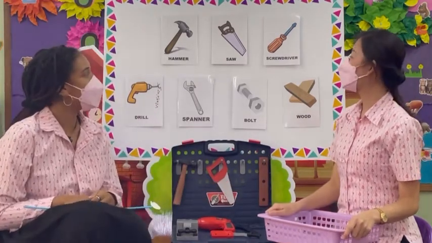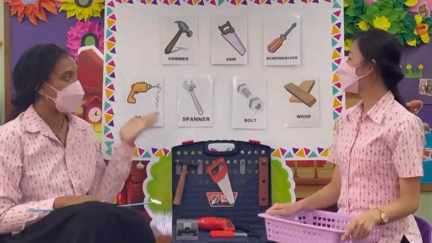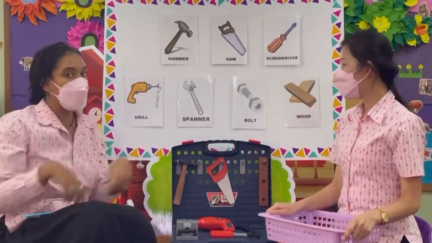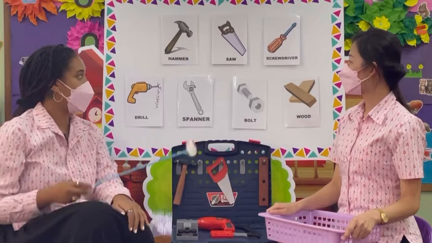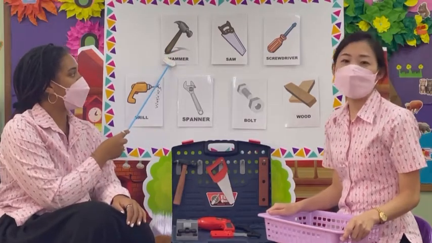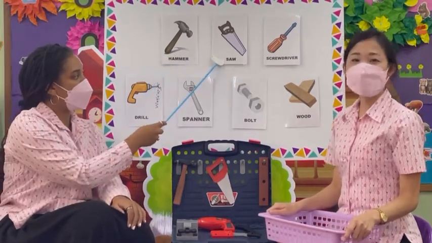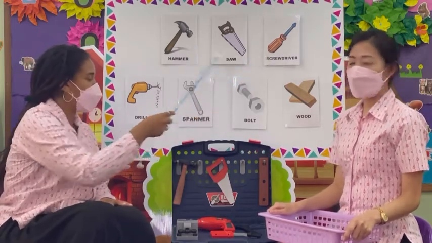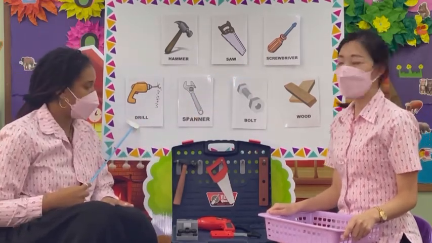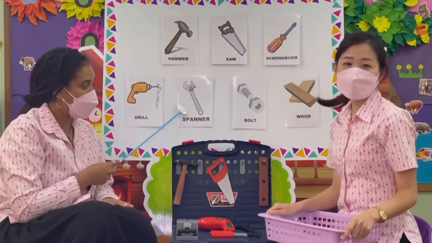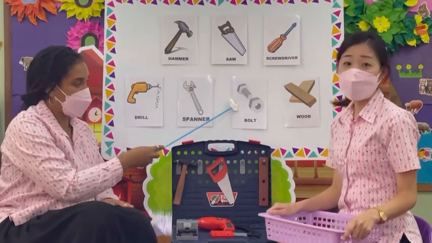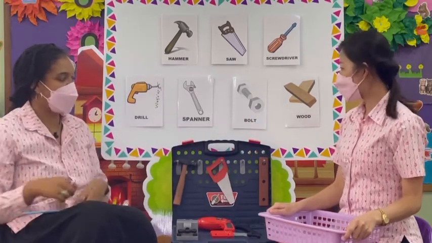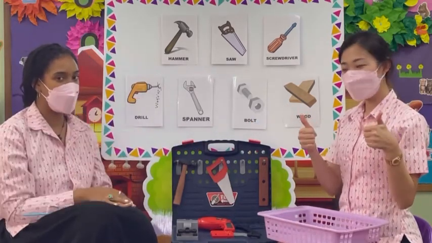Okay, and there's our different types of tools, things that we might find in our toolbox. So we have a hammer, saw, screwdriver, drill, spanner, bolt, wood. Okay, good job everyone.